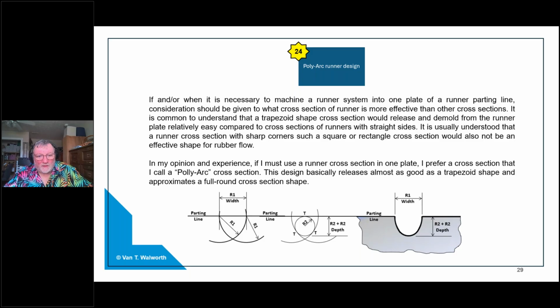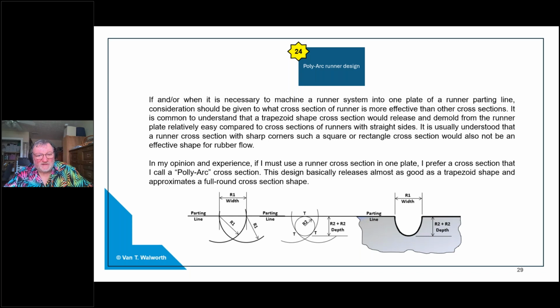Polyarc means there's more than one arc. And so I have two different spots where I use a radius of R1, and then I make a tangent spot between this and R2, and that gives me a particular design of the cross section of the runner. It's easy to figure out. You have to grind a cutter, usually starting with a ball end mill and reshaping it and regrinding it to be this shape. And as a result, this runner flows better than half round, flows better than trapezoids.